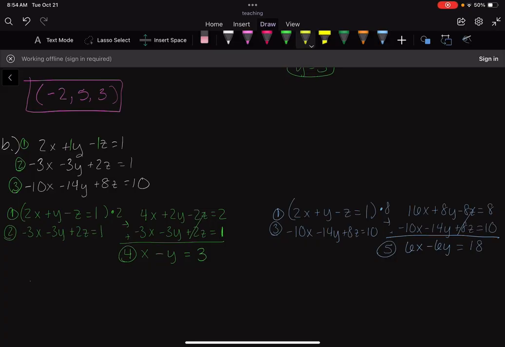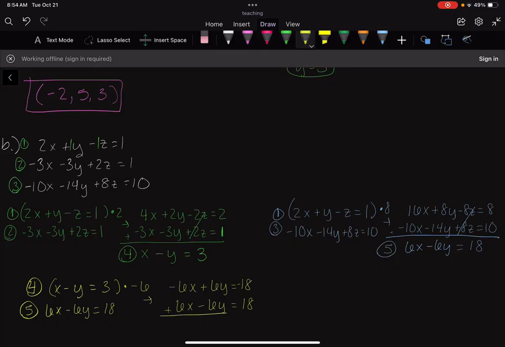Now I'll take 4 and 5 and I'll perform elimination again. Now to cancel out my x's or my y's, whichever you want to think about, I can multiply this by negative 6. So I get negative 6x plus 6y equals negative 18. The bottom one doesn't change at all. But I notice that when I'm adding these together, I get 0 plus 0 equals 0.